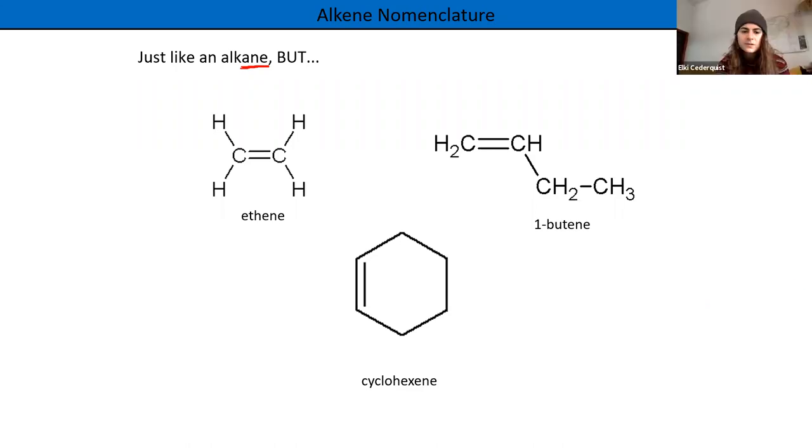What about for the cyclohexene? For cyclohexene, if we put the double bond over here instead, we would still just call that carbon 1 and carbon 2. Right? So it doesn't really make a difference. You don't have to have a number in front of cyclohexene, because wherever the double bond is, that's carbon 1 and carbon 2.